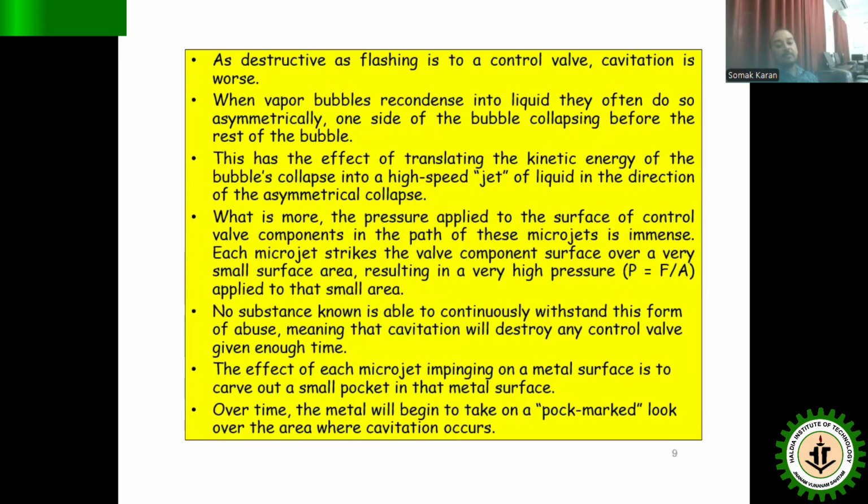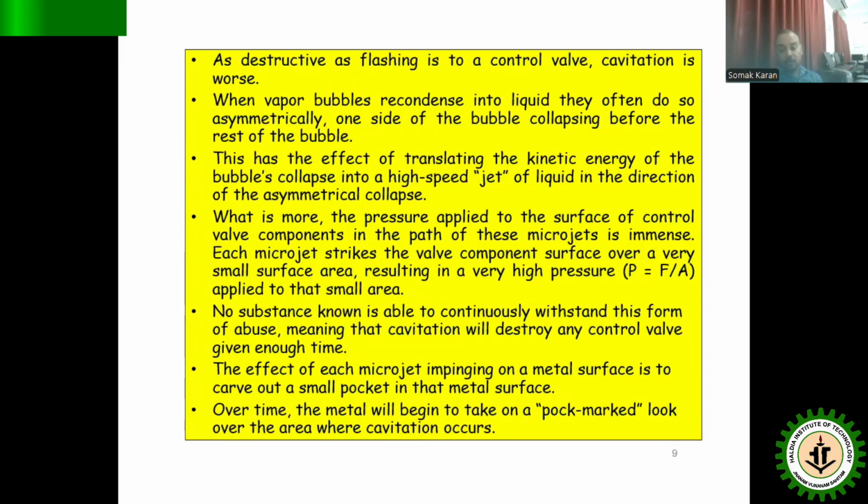The effect of each microjet impacting a metal surface is the carving of a small pocket in the metal surface. So whenever these microjets hit the valve body, mainly the valve plug and the valve trim, there will be a pockmarked look over the area of the cavitation. So it is very, very dangerous.